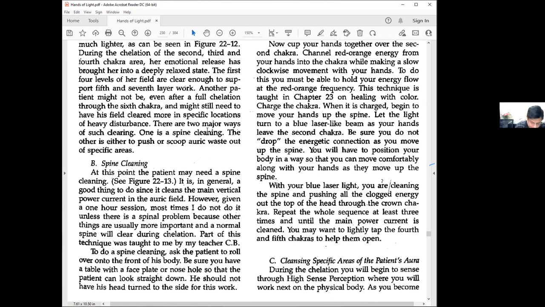Another patient might not be, even after a full chelation through the sixth chakra, and might still need to have his field cleared more in specific locations of heavy disturbance. There are two major ways of such clearing. One is a spine cleaning. The other is to either push or scoop auric waste out of specific areas. Both these processes are again used in shamanism, scooping as well as pushing.